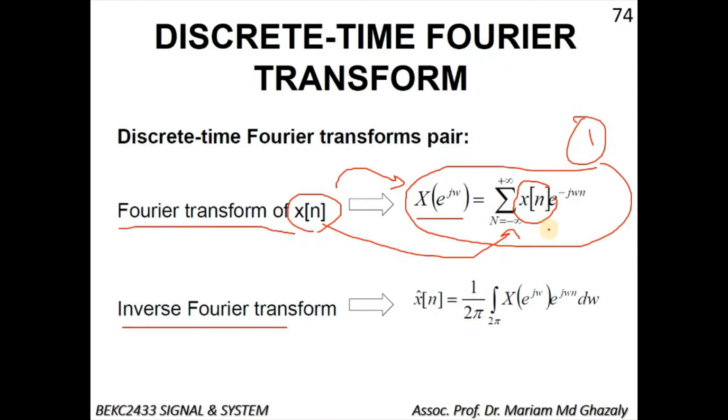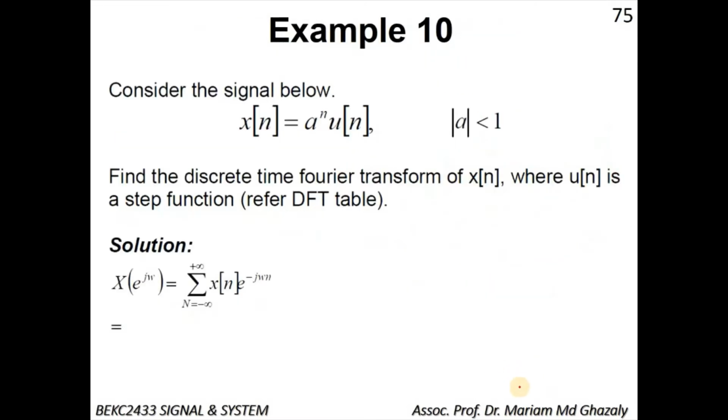The second equation is for when you have the signal in terms of the frequency domain, X(e^jω), and you wish to find the inverse Fourier transform for signal x. Therefore we use this equation: x[n] is equivalent to 1 over 2π integrated over 2π of X(e^jω), meaning this signal we substitute here, times e^(jωn) dω. So these are the two equations that you are going to use for the discrete time Fourier transform pair.